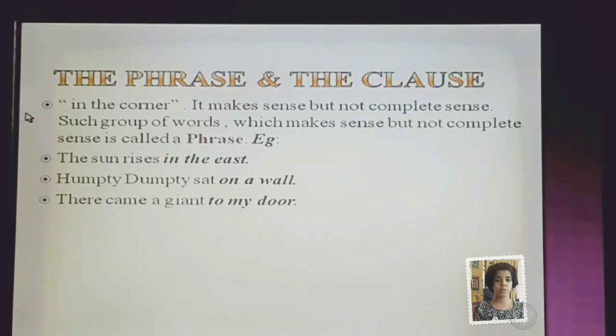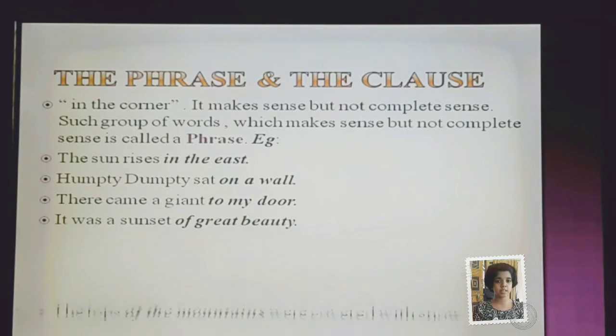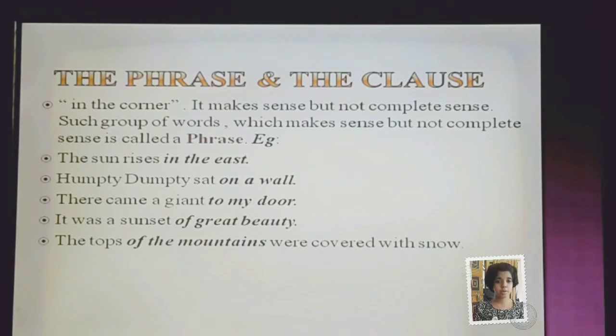There came a giant to my door. To my door is a phrase. It was a sunset of great beauty. Of great beauty is a phrase. The top of the mountains were covered with snow. Of the mountains is a phrase. Show me how to do it. How to do it is a phrase.